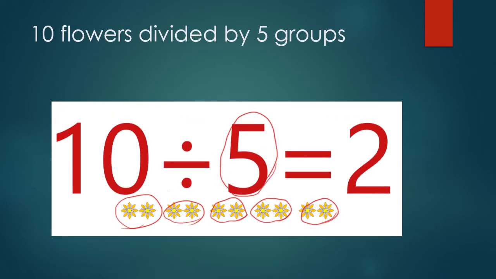So, what did we do here? This is the same question we already finished. We know that there are 10 flowers, and we divide 10 flowers by 5 groups. I circled the groups and I circled the number 5 because there are 5 groups, just to make it easy to see. And how many does that equal? Well, it equals 2.